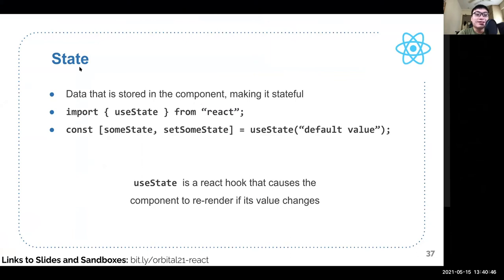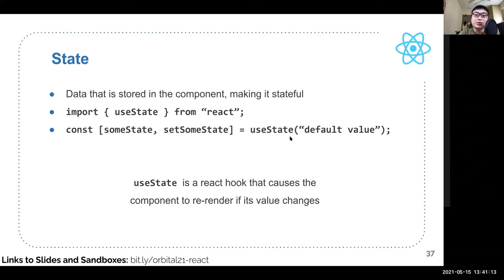When you want to use state, you have to use this function called useState. You need to remember to import it from the React library, and then you need to call it in such a way. You need to call this useState function and pass in the default value over here. You can think about it as creating a variable. So this, in a sense, is creating a variable in React.